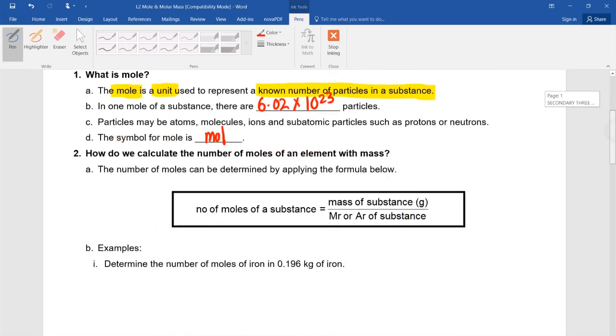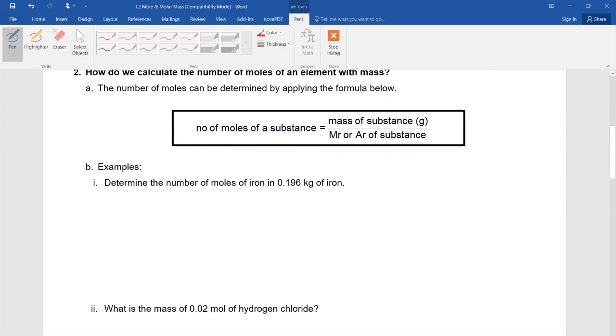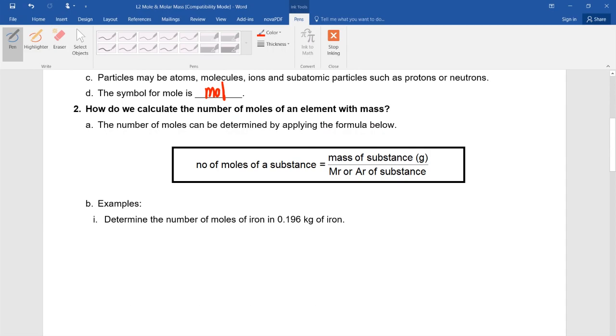So what we're going to do in this set of notes is explore the first formula that we need to know to calculate the number of moles. Because we can talk about how many moles this is and how many moles that is, but we don't even know how to calculate it. And how can we even describe something in terms of number of moles?